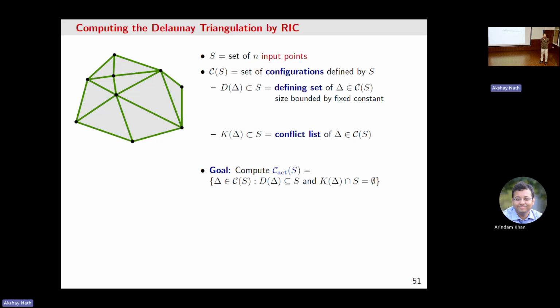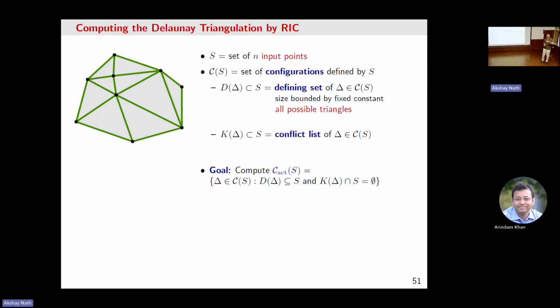What are the configurations? Let's do the triangles. Each triple of points determines a triangle, so there are n cubed configurations. Indeed, they're defined by a constant number of points, a constant number of objects. That's nice. So what is the conflict list of a triangle?